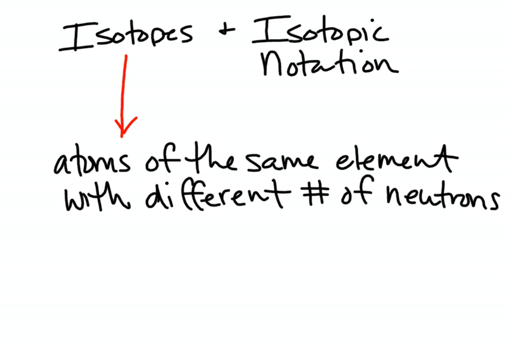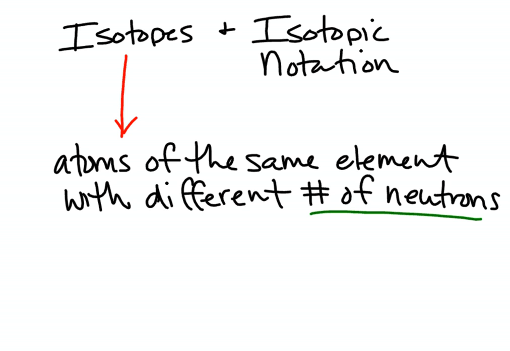Now, it's important to know that this is going to be one of the first instances where Dalton's atomic theory is going to be refuted. Atoms of the same element should all be identical according to Dalton's atomic theory. But in this case, we have isotopes. Isotopes are the main reason why Dalton's atomic theory is not universally accepted. With a different number of neutrons, no two atoms of the same element are identical anymore.